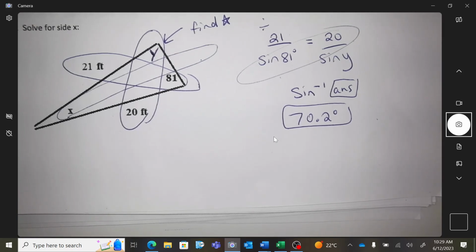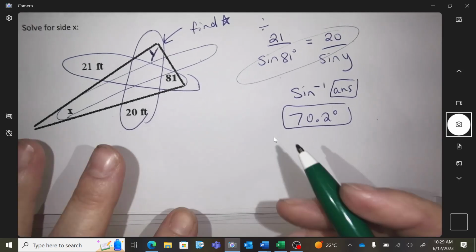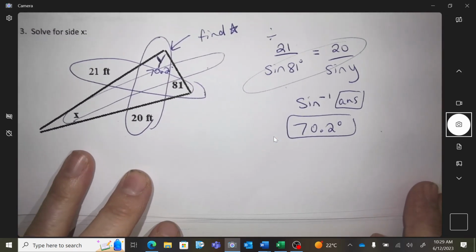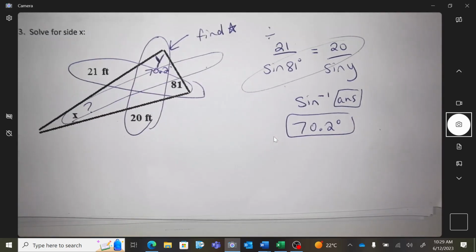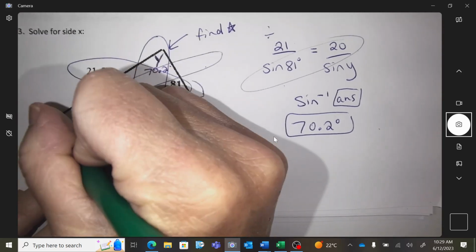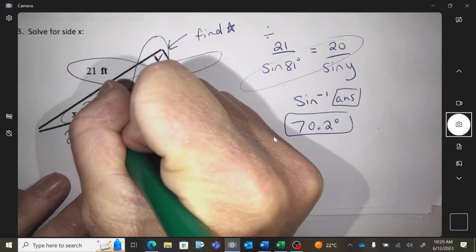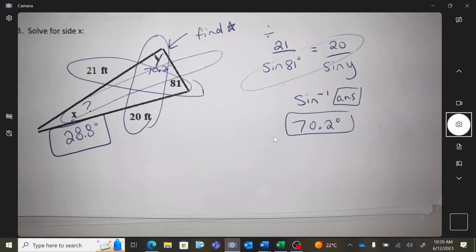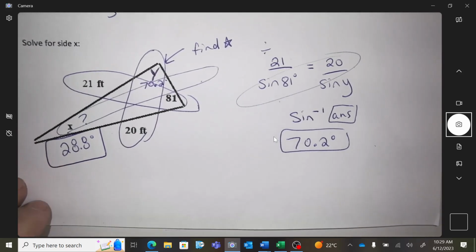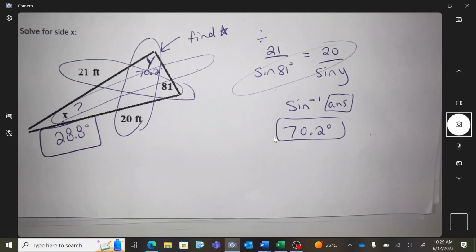Okay, so that's not even my final answer, but it helps me, because if that is 70.2, then I can do 180 minus. Remember, there's one question where I make you do sine law twice. So as soon as you see a pair, use sine law.